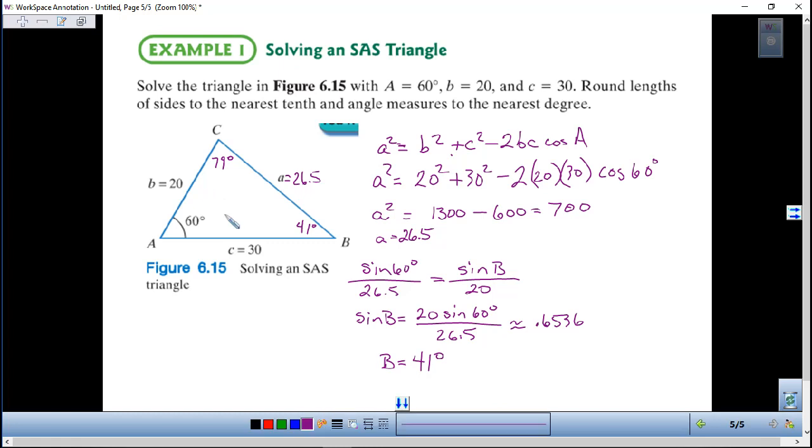Always find your acute angles with the law of sines. You can use the law of cosines to find the obtuse angles. It will give it back to you, but we'll talk about that in just a second. All right, so then we would list out all our information, and we know that side A was 26.5, angle B is 41 degrees, and angle C is 79 degrees.